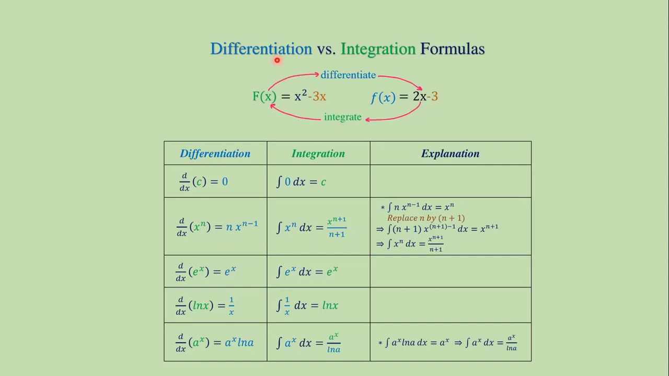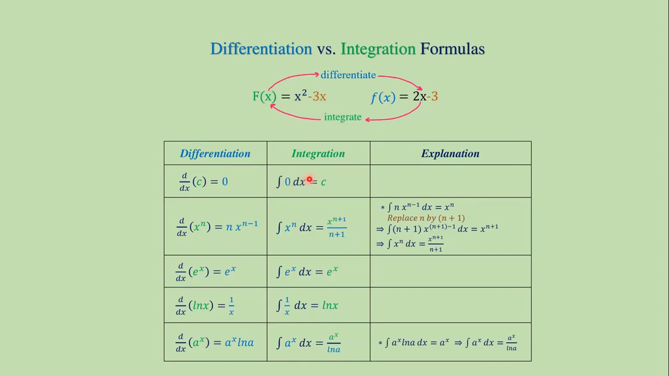We know that integration is the reverse process of differentiation. Like if we differentiate x square minus 3x, then we will get 2x minus 3. And if we integrate 2x minus 3, then we will get back x square minus 3x. Therefore, there is a correlation between the formulas of differentiation and integration.